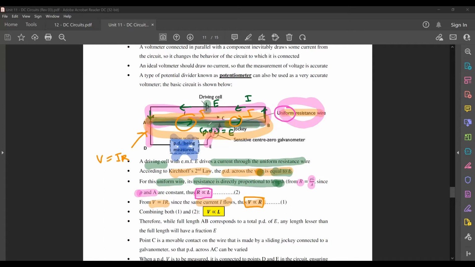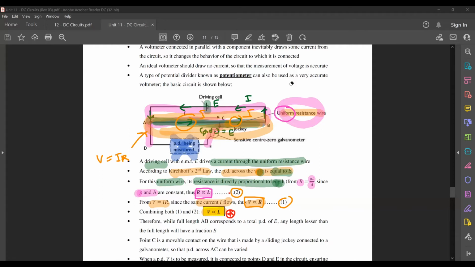Now, if you combine relation 1 and relation 2 together, you're going to get the conclusion that the PD across the wire is actually proportional to the length. If there is anything you need to know about the potentiometer, this relation is the most important one. V is proportional to the length. The PD across your wire will be proportional to the length. Whatever I just did before was something like a derivation to show you why. It's not required in your syllabus, but I show you anyway. So from here, you understood that voltage is proportional to your length.